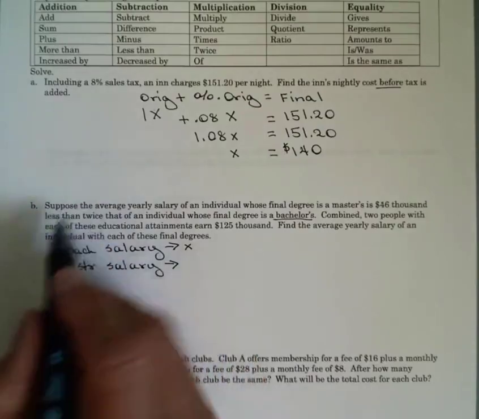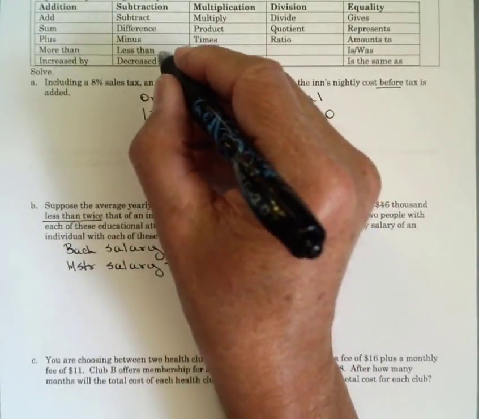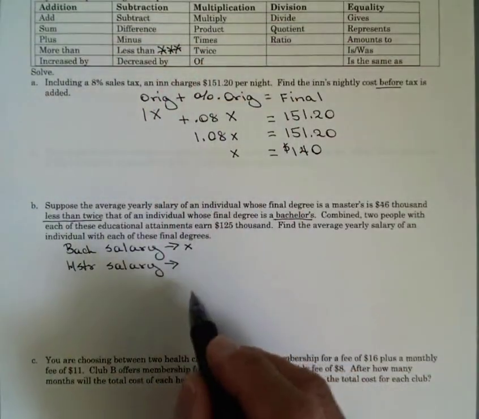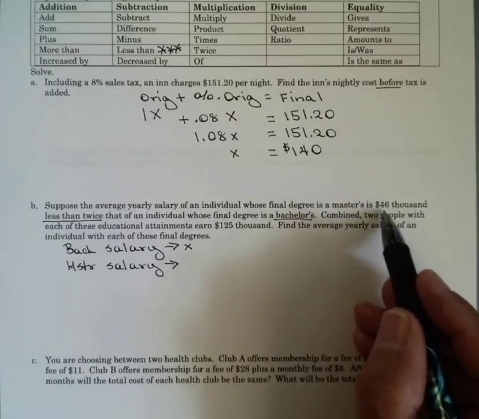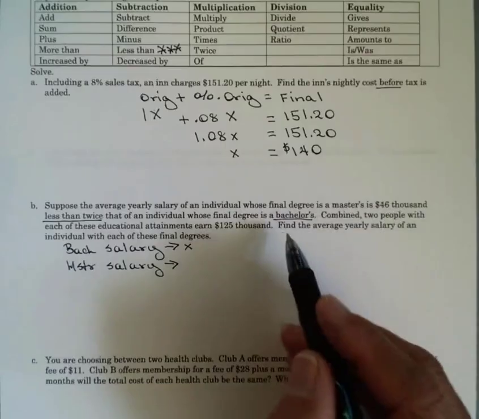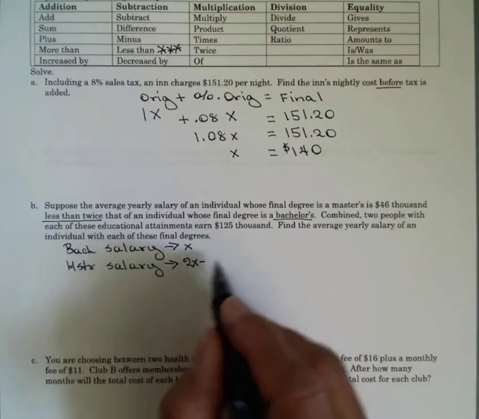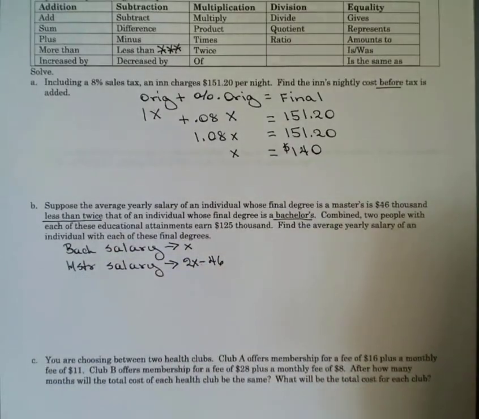46,000 less than twice. Now, less than means subtraction, but it's one of those you probably ought to put a star by because it translates backwards. Less than translates backwards. So instead of saying 46 minus X, I say X minus 46, okay? Less than twice that of the bachelor's: there's twice the bachelor's, and minus 46 would be 46 less than twice the bachelor's. So you go back over and check it and see if you got it right.